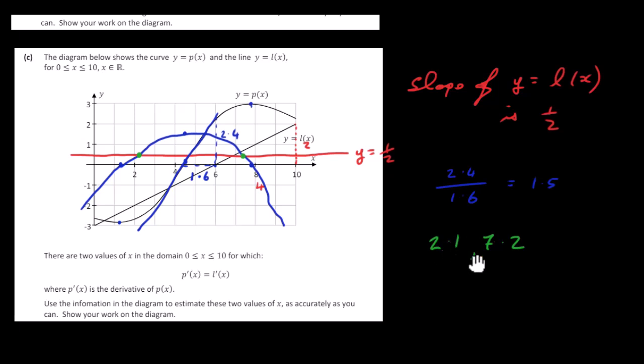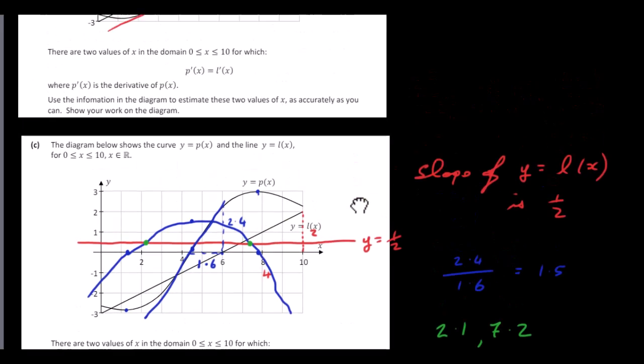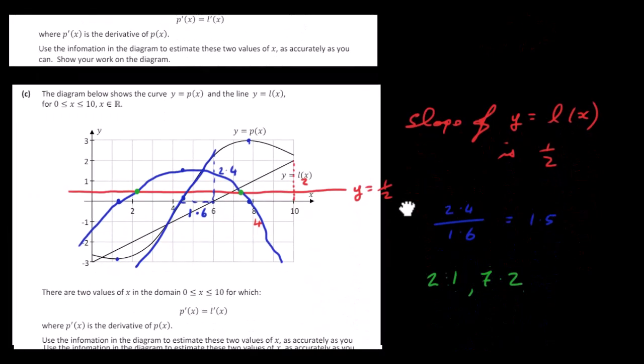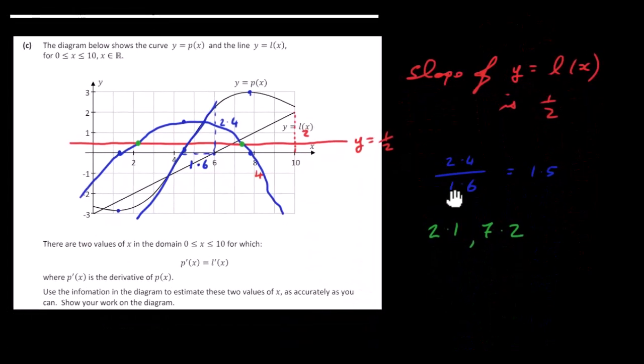Well, 2.1 is fine, 6.9 actually not too far away. This one here is a little bit different, alright. So we got 2.1 in both cases and 6.9 and 7.2 in the second case. There are two methods possibly of doing that particular question. Okay, and that's it for this question.